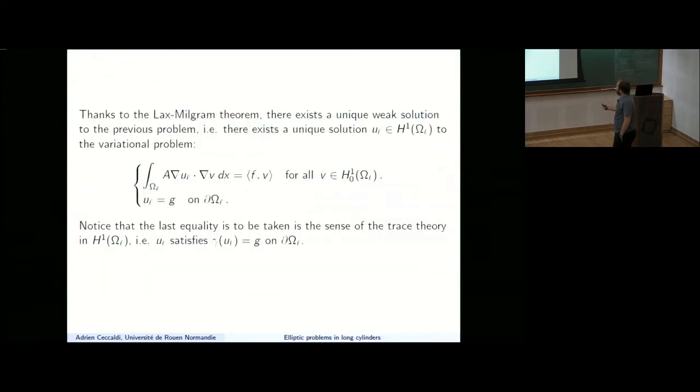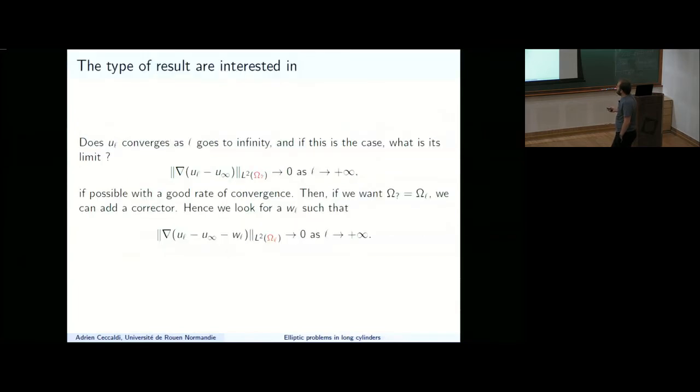This is a variational formulation, as you know. The last equality is just to be taken in the sense of the trace theory. And what we want is to see, when I make my L go to infinity, does U_L converge? And how does that converge? And to what is that converging?